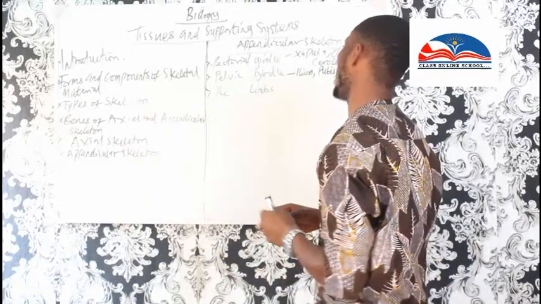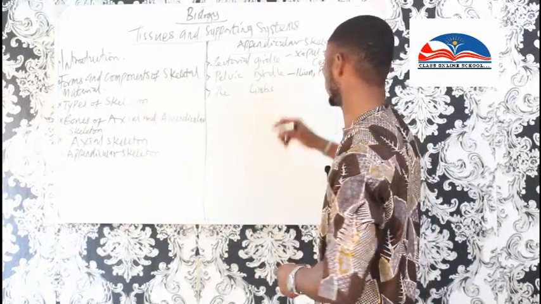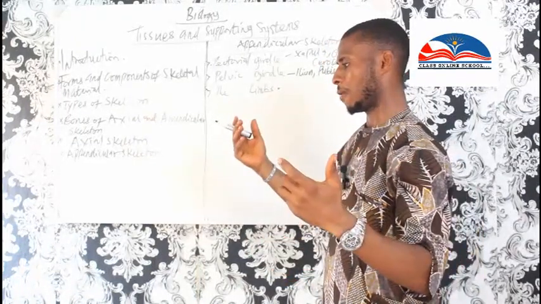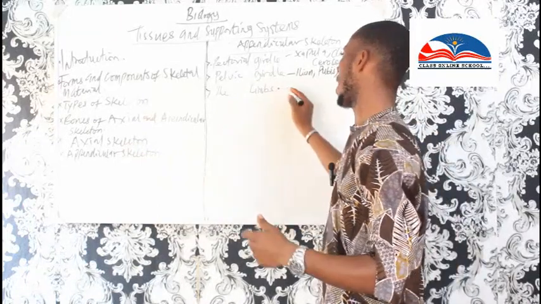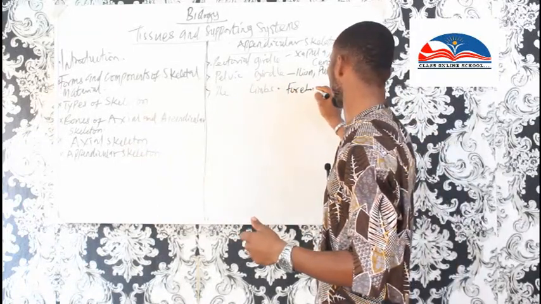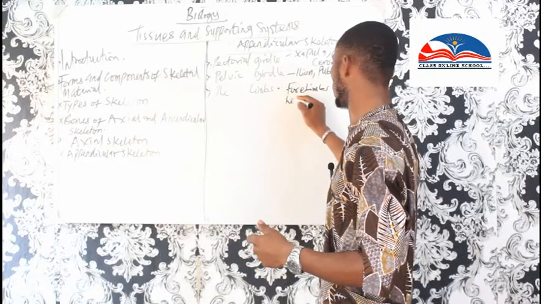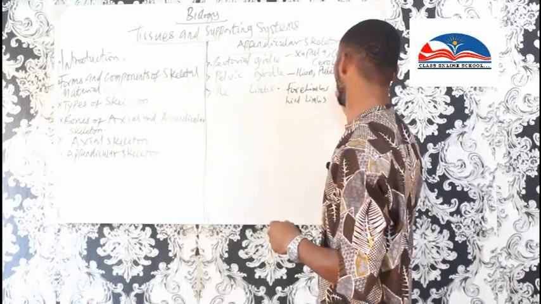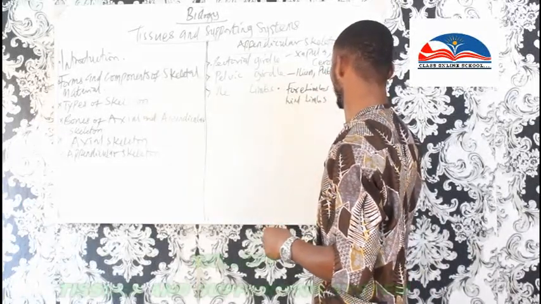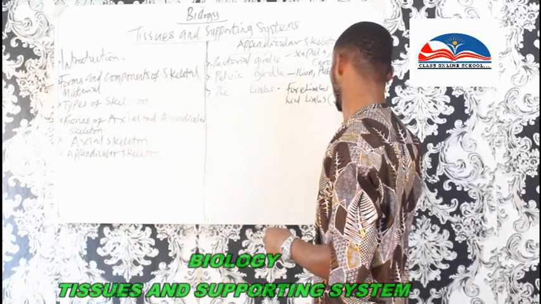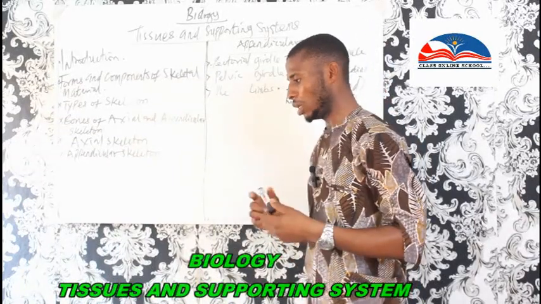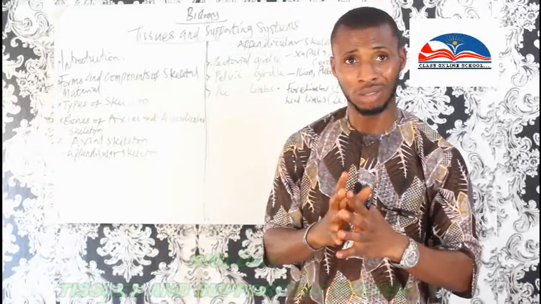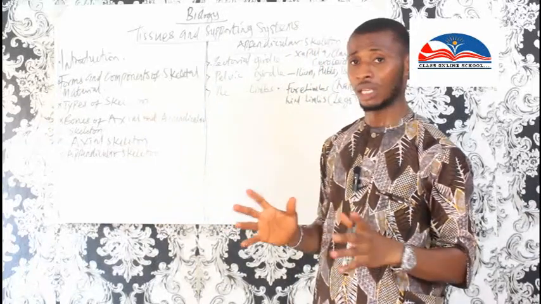Okay, now we have the next one, which is the limbs. If I may put it this way, we have the forelimbs and the hind limbs. The forelimbs are the hands, the hind limbs are the legs. They are made up of these two limbs, the forelimbs and the hind limbs.